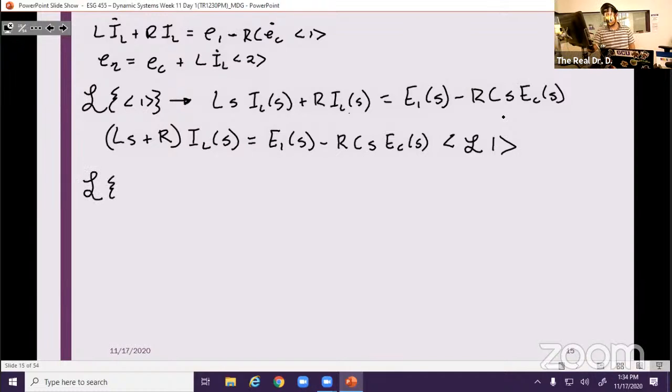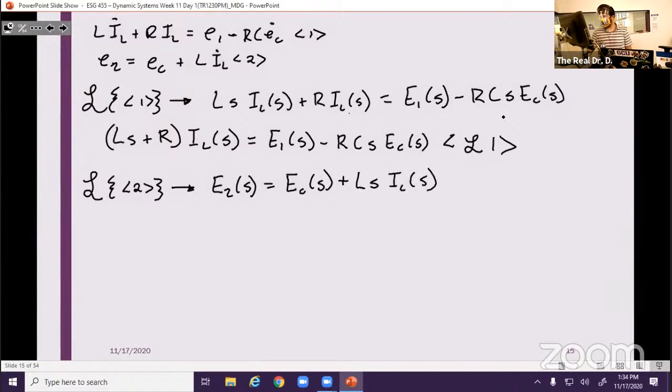And I'm going to take the Laplace transform of equation 2. If I take that, I'll end up with E2 of s is equal to E_C of s plus L s I_L of s.